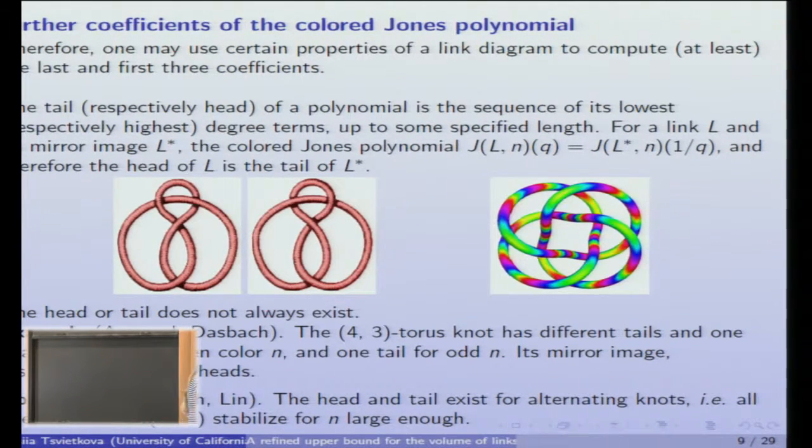So there is an example by Armond and Dasbach. This torus knot actually has two different tails, one for even n and one for odd colors n. Respectively, its mirror image has two different heads. And so they conjectured that head and tail exist for alternating links. At least for alternating links, all coefficients stabilize for n large enough. And well, maybe that's not the biggest class, of course. But the first question is whether you can say something about bigger families than alternating links.